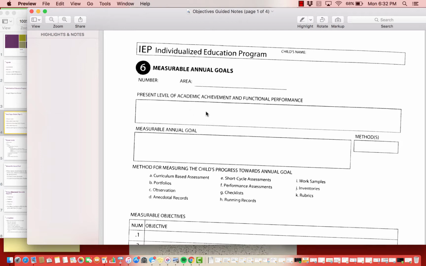And then in here you just provide any data from the ETR, but also any data from your classes or other data that you've collected from the classroom. That's what would go here. Just so we know where the student is, and this data should reflect that the student is struggling in this particular area. The next part is the measurable annual goal, and that goes here. And this is where you'll put what the student should be able to do by the end of one more calendar year.